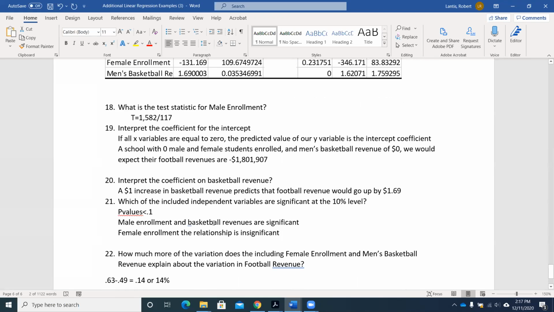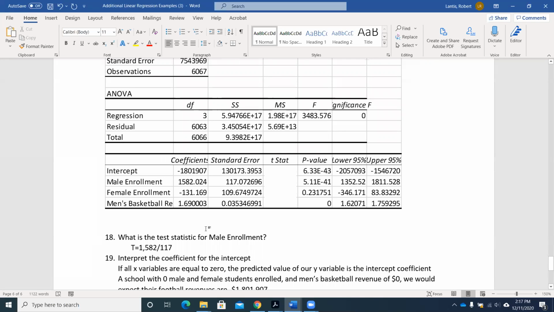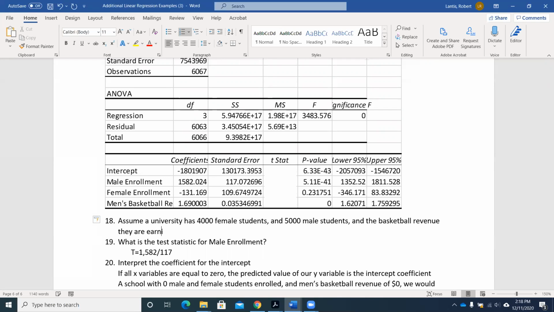But I could ask you something, as I said, it's not completely true. I could ask you another question, right? So assume a university has 4,000 female students and 5,000 male students, and the basketball revenue they're earning is, I don't know, let's just keep it easy. We'll say $1 million. Right? So if that's the scenario, what is the predicted football revenue for that school?